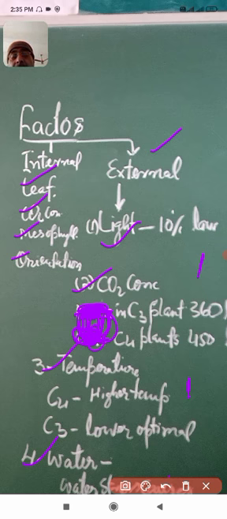And as far as water is concerned, water is a very important factor, because if there is water scarcity, water stress in the plant, then the plant will shrink, the stomatal closure will be there, which results in less absorption of carbon dioxide.